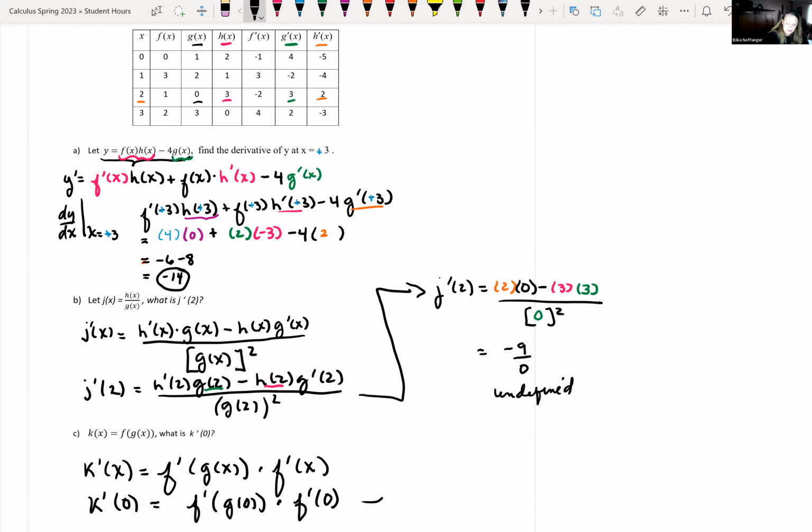Okay, so again, looking at our table, this time x is 0. And so let's first look at g of 0. So g of 0, x is 0, g of 0 is 1. So this is going to be rewriting this f prime of g of 0, but g of 0 again is 1. So we have f prime of 1 times f prime of 0. So looking up here, when x is 0, f prime of 0 is 3, all times 3.